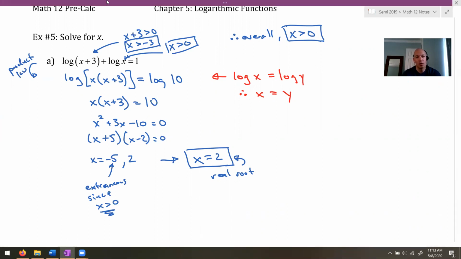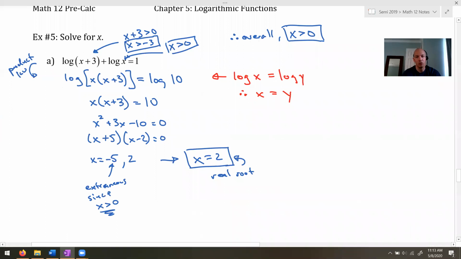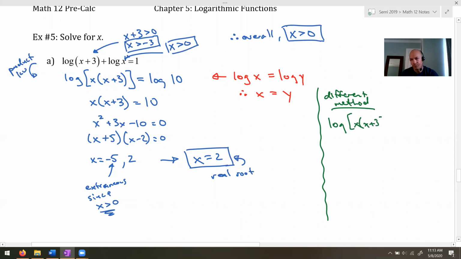Now, I did say there's one other way you could solve this. I'm going to show it real quick here, and I'm not going to necessarily use this method all the time, but there's a slightly different method. A different method would be when you get to this point here, you get to log x times x plus 3, so you just do the first step, and it's equal to 1. A different method is using exponential form, because some people might actually prefer to do this.